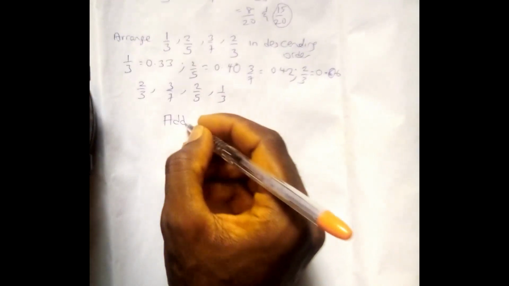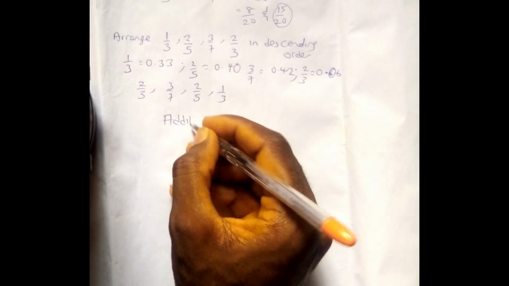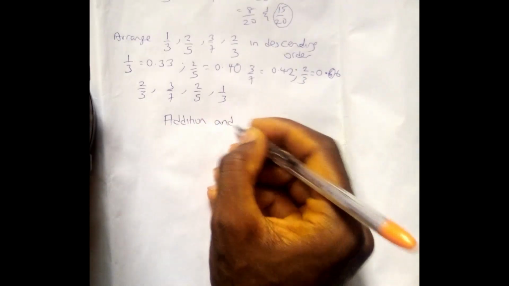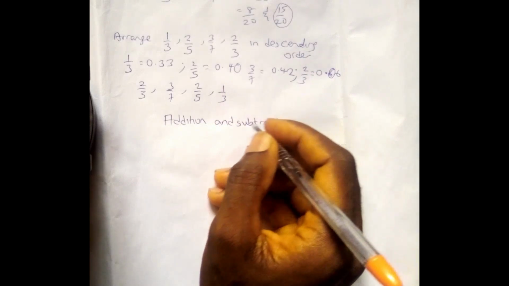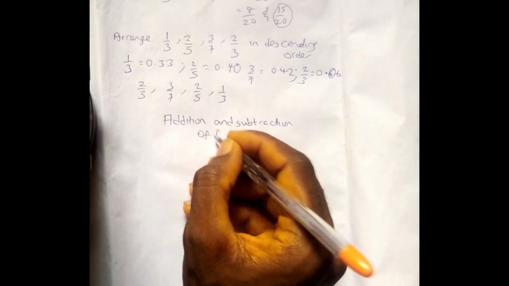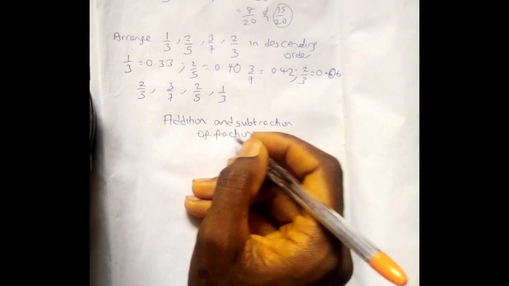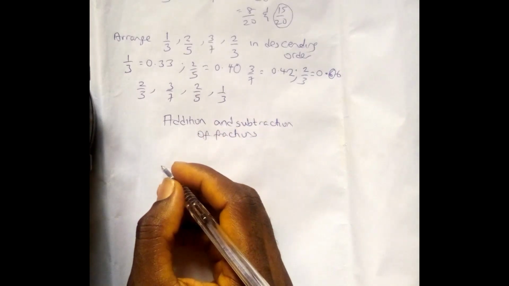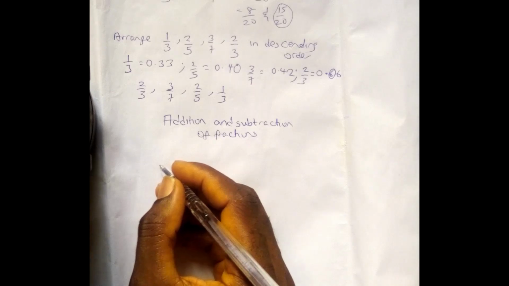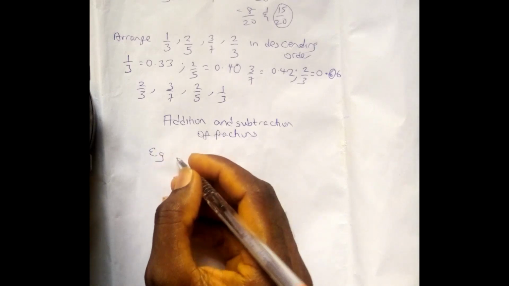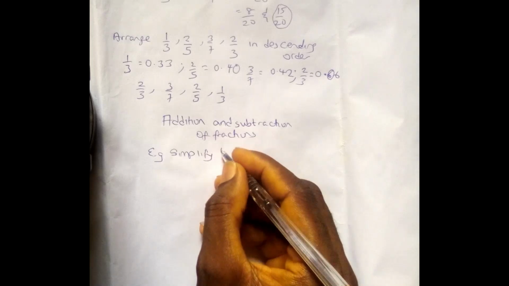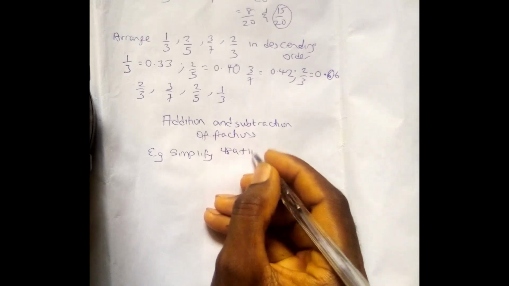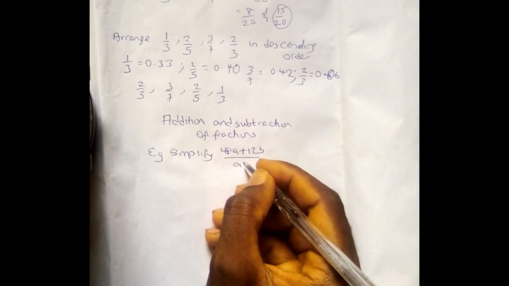Now let us continue with addition and subtraction of fractions. For example, simplify (48a + 12b) over (a + b).